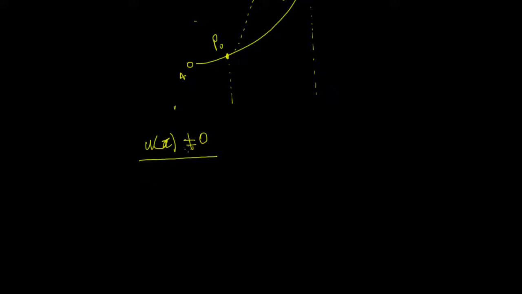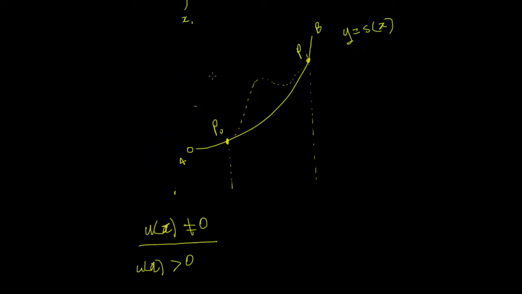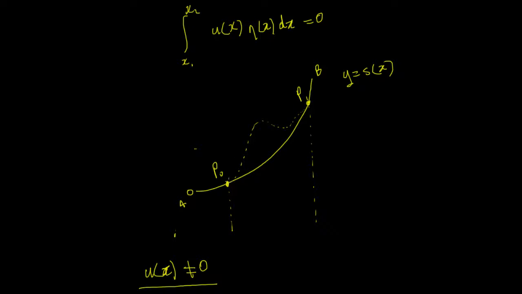So let's assume u of x is greater than 0 for all points along that curve. That means that u of x must be sitting above this line, because if it went below the line it would have to cross over, and at that point u of x would equal 0.